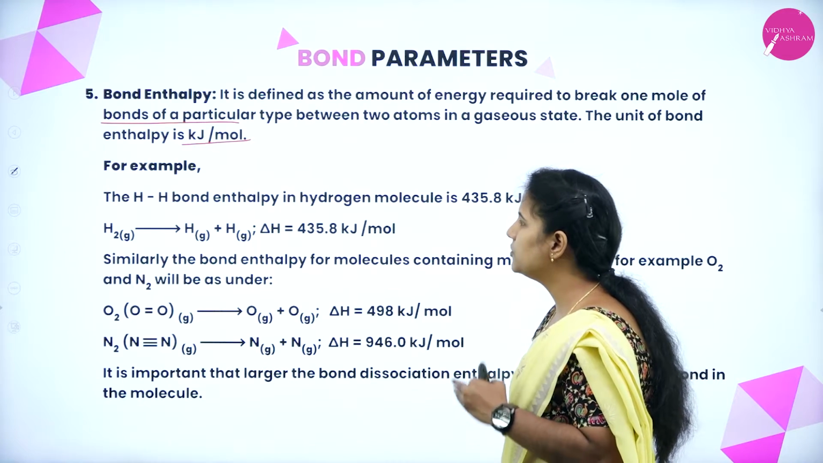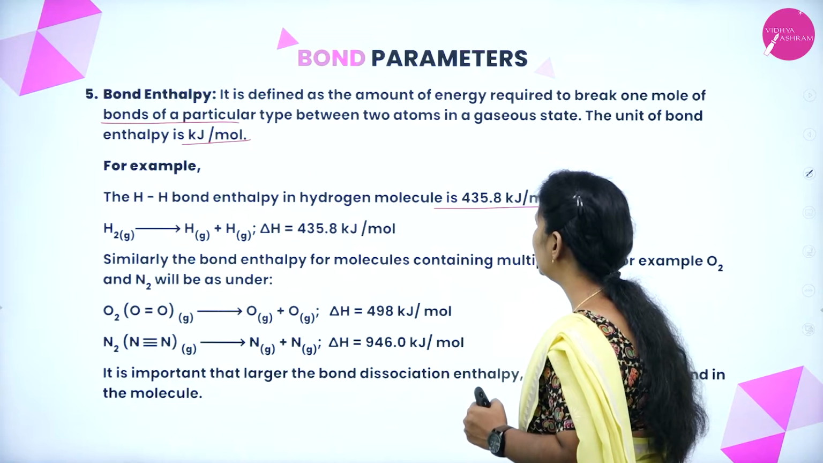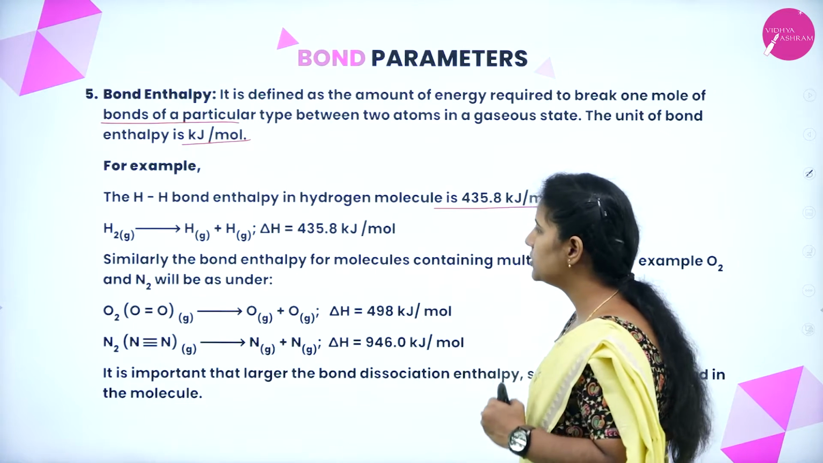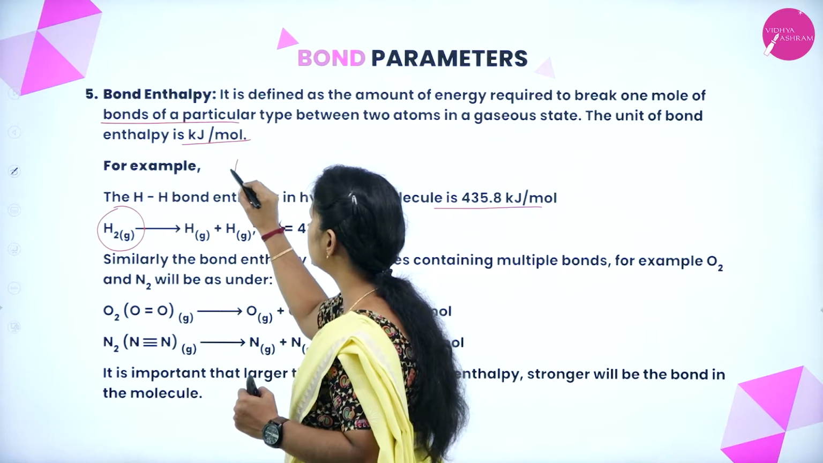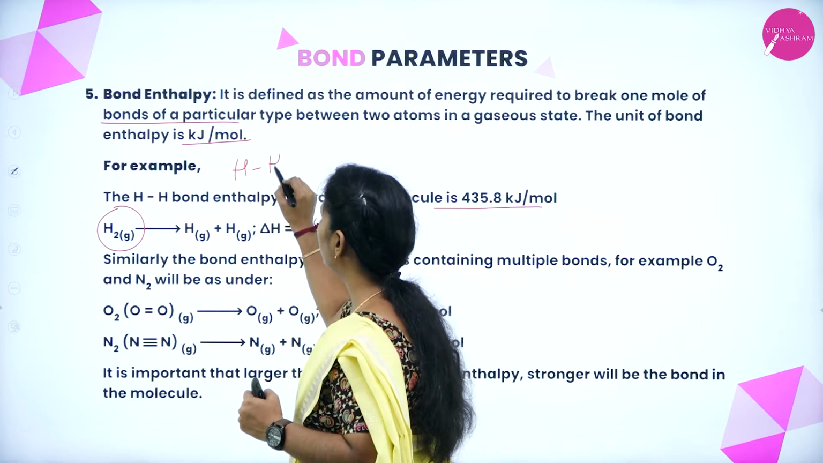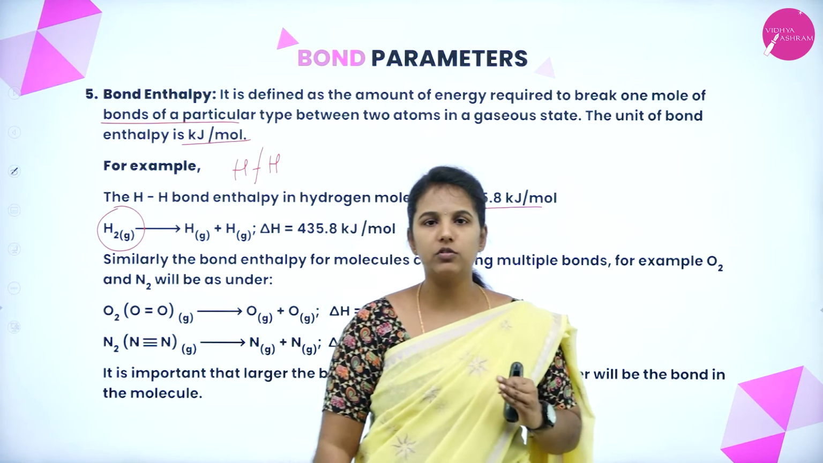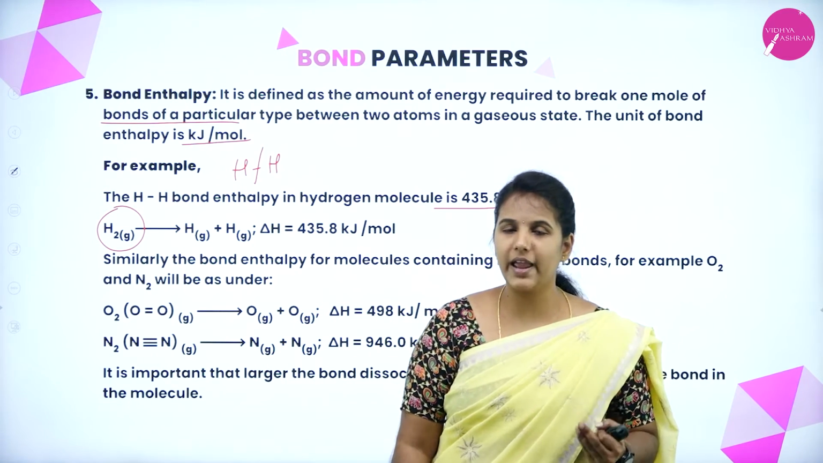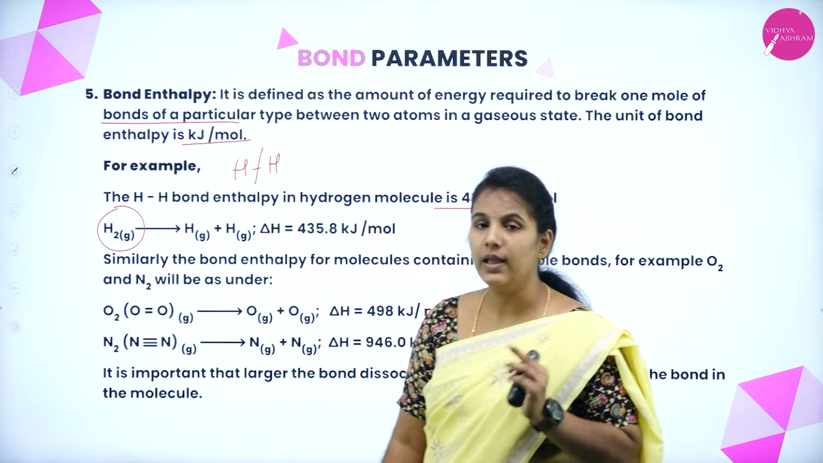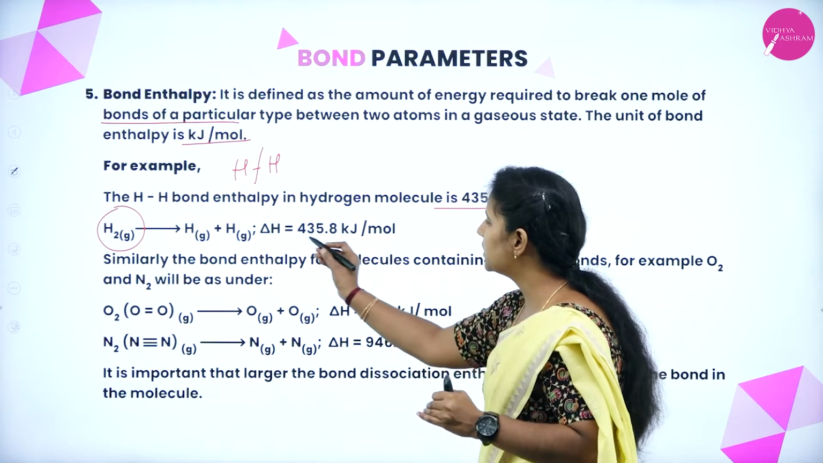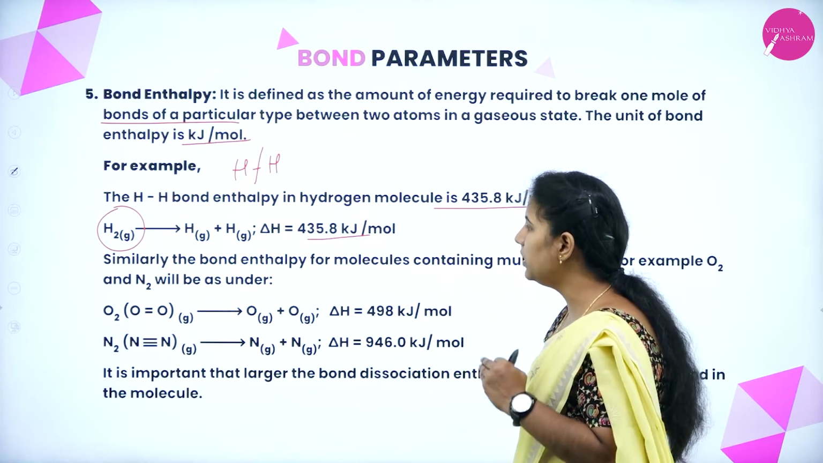So the hydrogen-hydrogen bond enthalpy in the hydrogen molecule will be around 435.8 kilojoules per mole. You can see that this is a hydrogen molecule. In order to break the bond between the two hydrogen atoms, we require some energy. How much energy is required to break a single covalent bond between the two hydrogen atoms? It is around 435.8 kilojoules per mole.